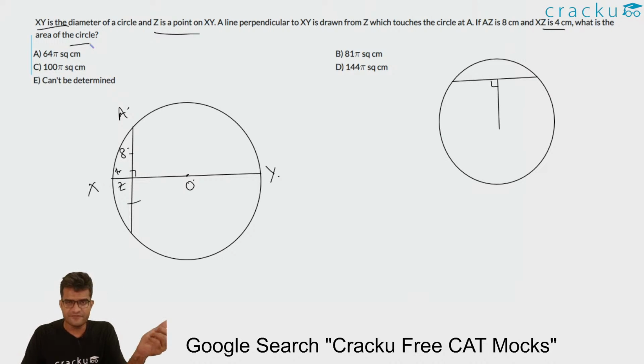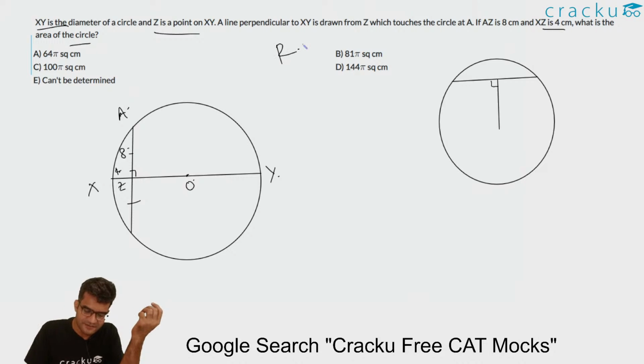That is actually not very difficult, because if you think about it, we know that O is the center. OX will be the radius of the circle. Let us assume that the radius of the circle is R. So OZ will be R minus 4, because this is 4. So how do we actually figure out the value of R? We can do that by connecting O to A.